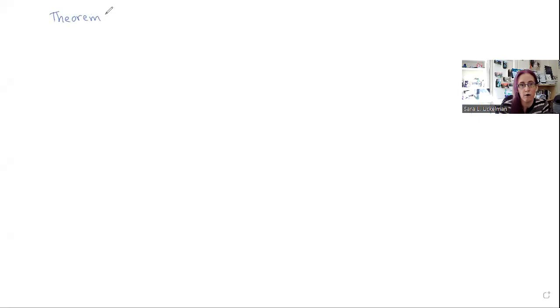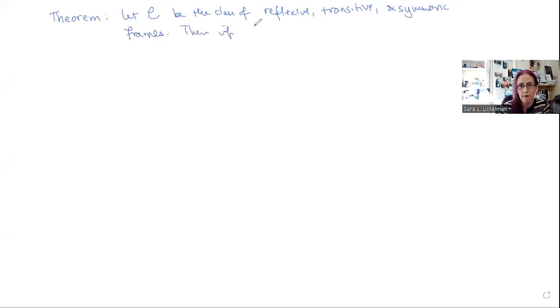What we are going to prove overall is that, let C be the class of reflexive, transitive, and symmetric frames. Then if phi is valid on that class of frames, then in S5, we can prove it. So that is our main goal. As I said, we're going to have two lemmas that get us there.